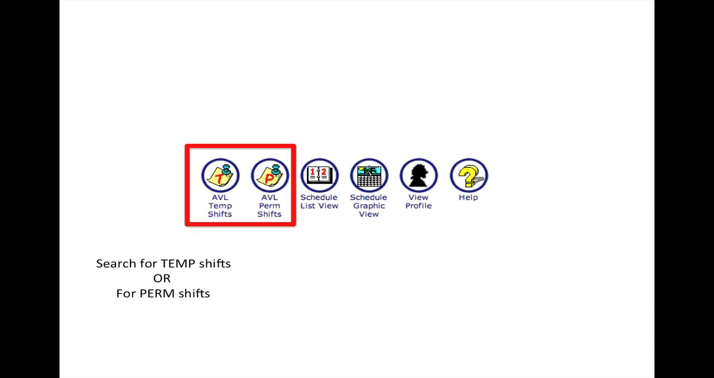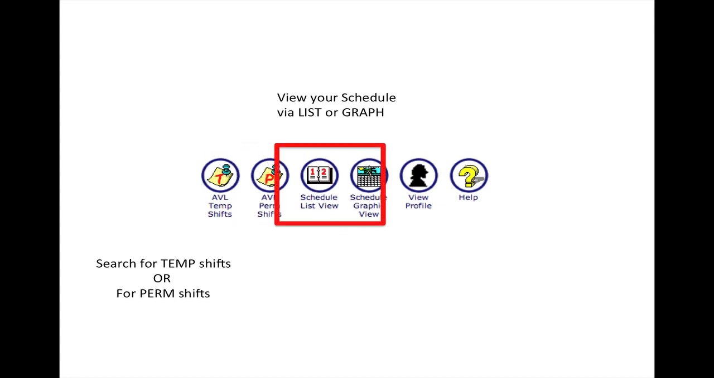Using the top left menu icons within the scheduler, you can search for available temporary shifts by clicking on the Temp Shift link. You can also search for available permanent shifts. Remember, you will only be able to see available shifts in the labs that you're authorized to work in. You can also see your temporary and permanent shift schedule by clicking on two different viewing options. The first is Schedule List View, and the second is Schedule Graphic View.